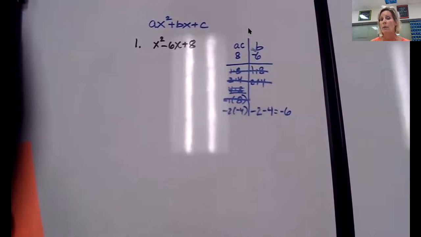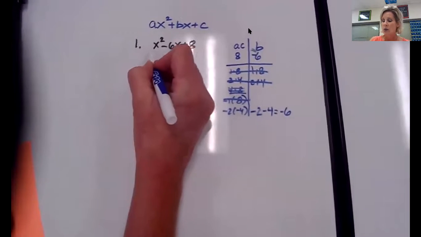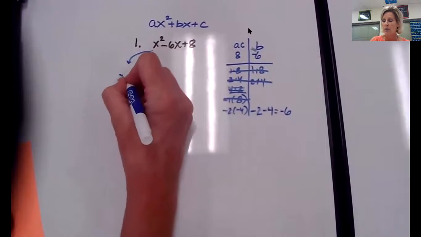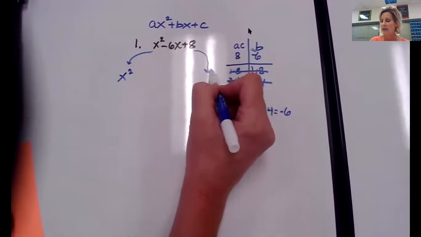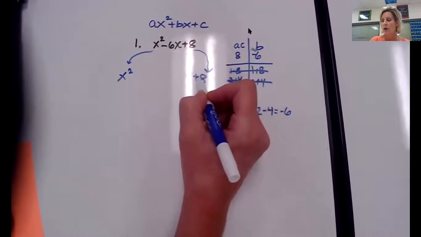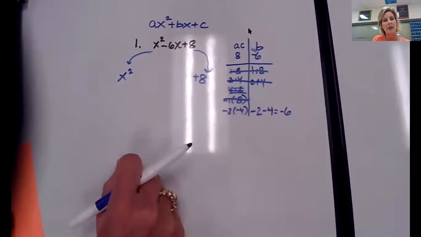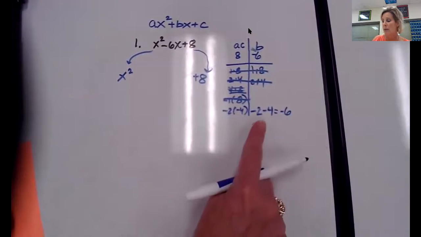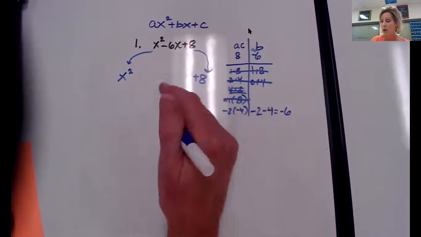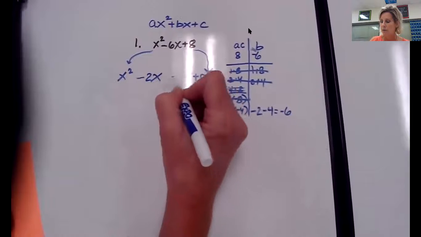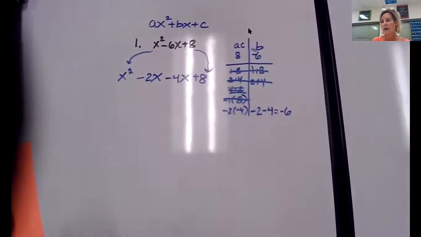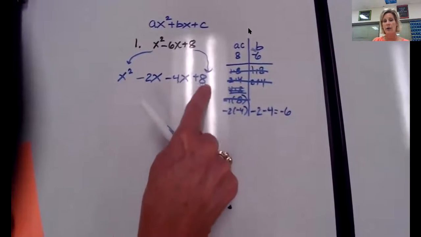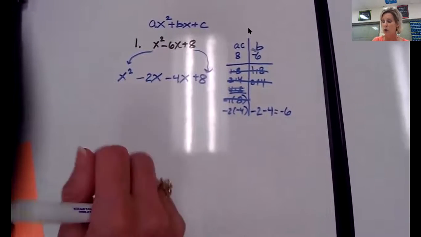What do I mean? What am I going to do with them? So the x squared and the 8 stay where they are. All you do is take that negative 6x and split it up as negative 2x minus 4x. So now you've got 1, 2, 3, 4 terms, and you factor by grouping.